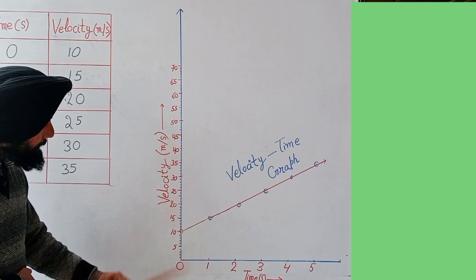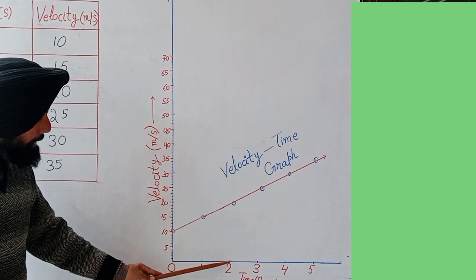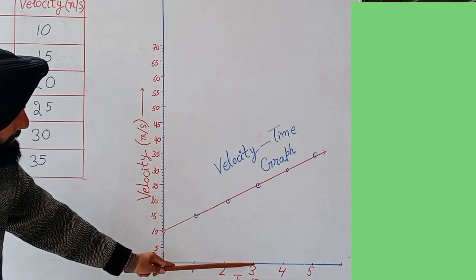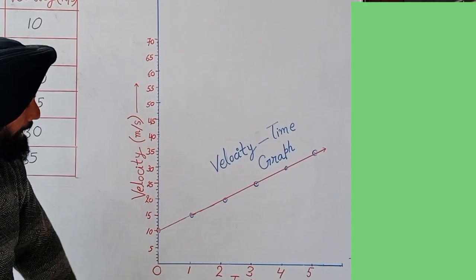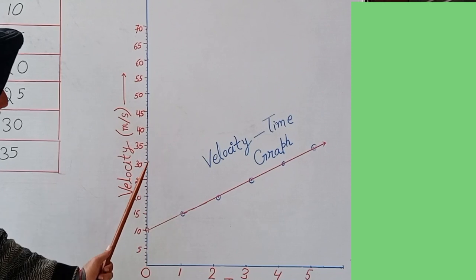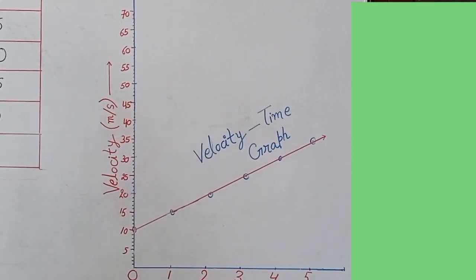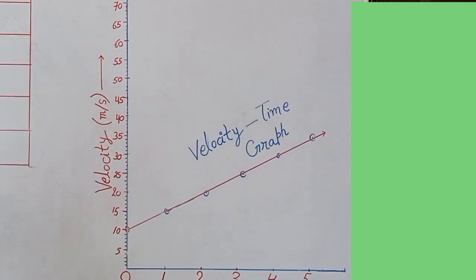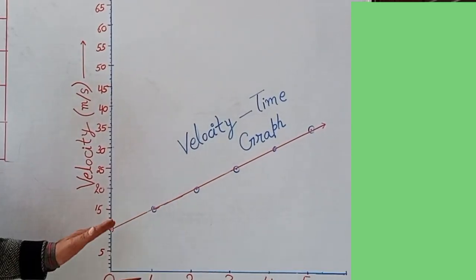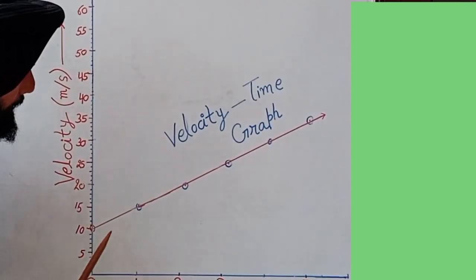When time is 1 second, its velocity is 15. When time is 2 seconds, its velocity is 20. When 3 seconds, its velocity is 25. And when the time is 4 seconds, velocity is 30. And when the time is 5 seconds, velocity is 35. When we join all the points, a straight line comes. A straight line is formed.